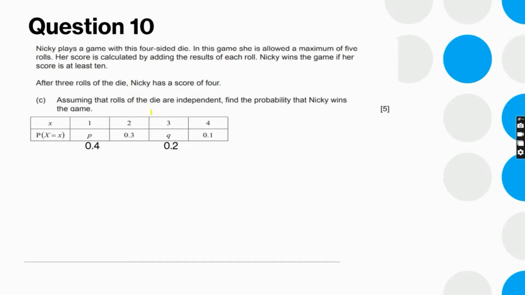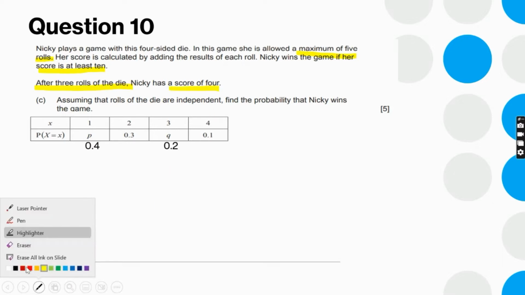Okay, I'm going to look at 10C of the question. In 10C, Nikki plays a game with this 4-sided die. In this game, she's allowed a maximum of 5 rolls. Her score is calculated by adding the results of each roll, and Nikki wins the game if her score is at least 10. So maximum of 5 rolls and a score of at least 10. She has rolled 3 times already and has a score of 4.